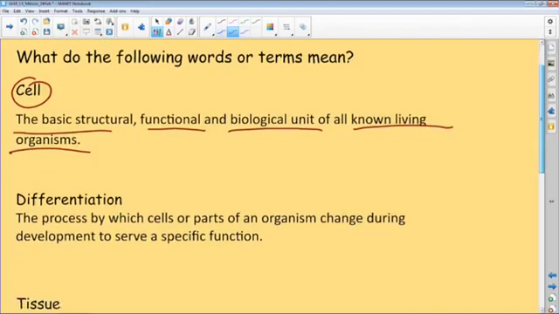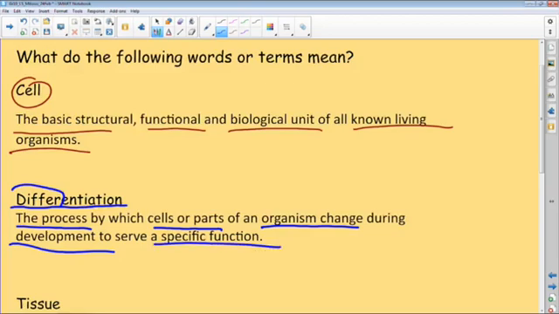The next one we're having a look at is that huge word that we started with, differentiation. Huge. And the first part of it, differ. To me, that's how I always remember it. It means different. Okay? Different. Differentiation. It means everything becomes different. So let's have a look. It's the process by which cells or parts of organisms change during development to perform specific functions. Now what that means is, when you've got this one thing, and as it gets older, it changes and it becomes different.